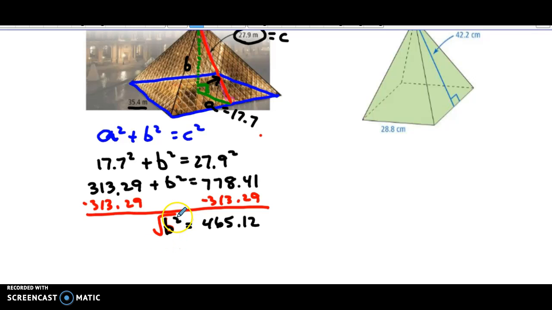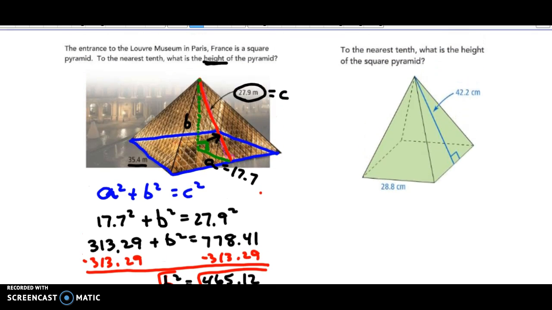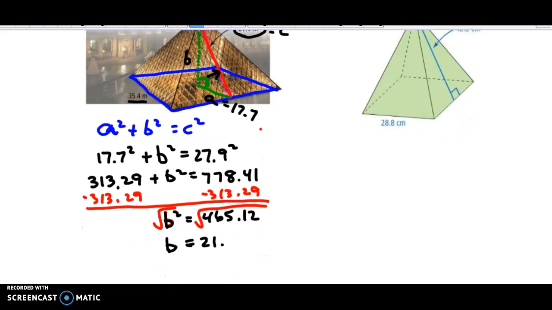Now my last step to get B all by itself and remove this exponent, I'm going to take the square root. That's going to undo my exponent of 2. If I take the square root of the left side, I have to take the square root of the right side. My equation balances. And I get a square root of 21.5666409, and it keeps going. But I know that I need to round to the nearest tenth. So 21.56 is going to round to 21.6. So the height of this pyramid is 21.6 meters.